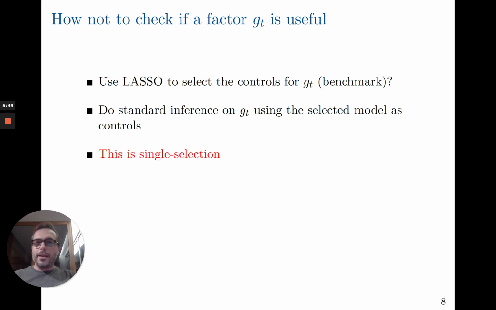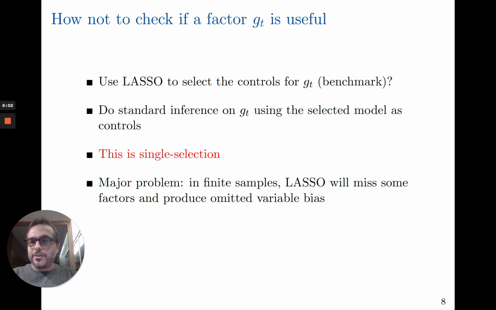Okay? How are we going to do this? If we do single selection, as we did in the previous slide, we are going to miss some relevant factors and include some irrelevant factors. That's because Lasso makes mistakes. So what the authors propose is to use the double selection that we saw during the second part of this lecture 4.